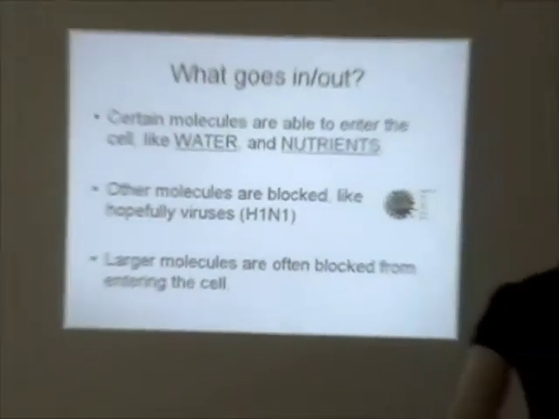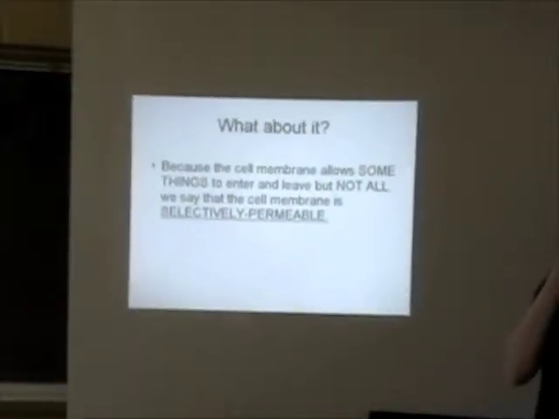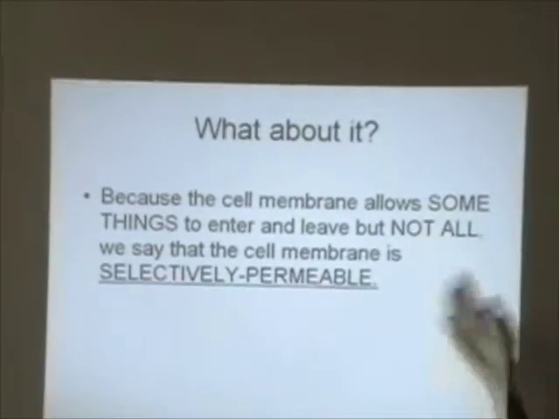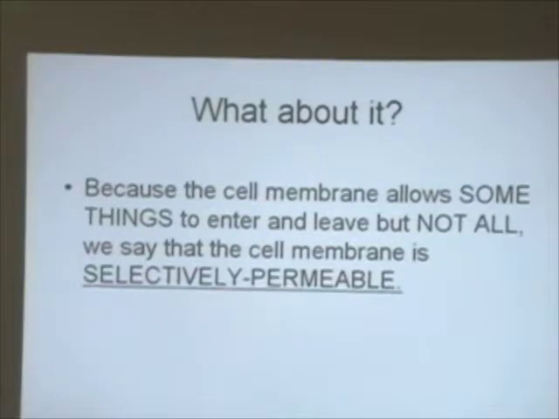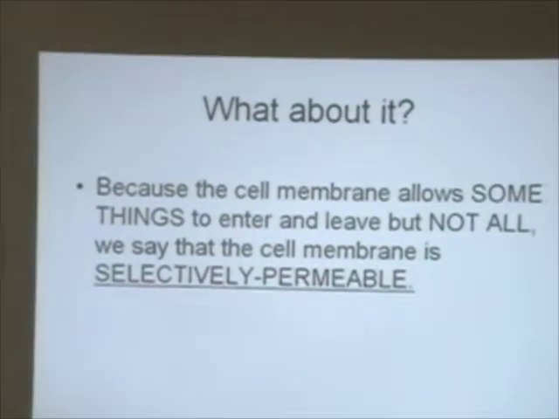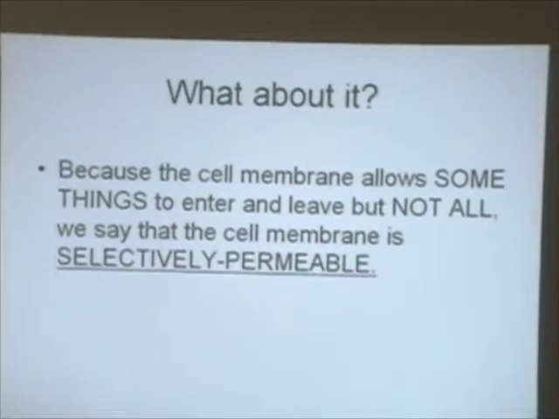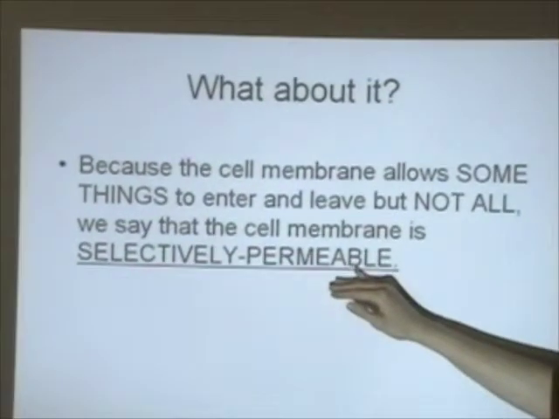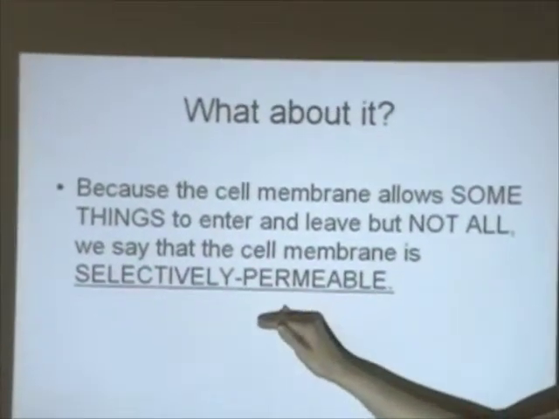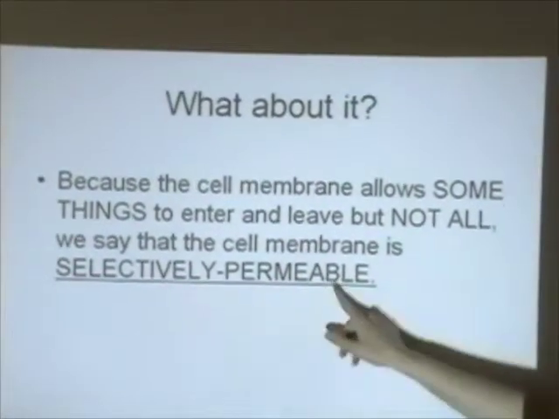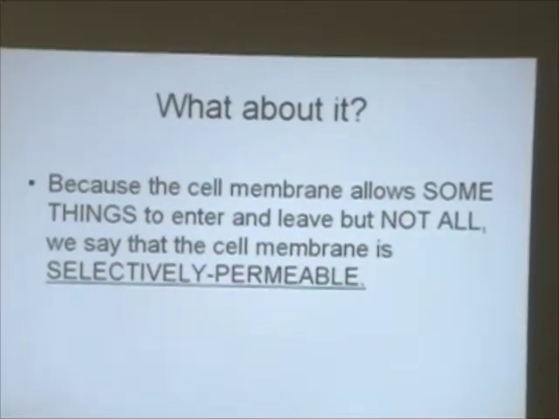Now we're on the last bullet underneath those pictures. So why does this matter? Well, because the cell membrane allows some things to enter and leave, but not all, we call the cell membrane selectively permeable. So write this term into that last bullet above diffusion and osmosis, selectively permeable. Permeable is just a word that says whether or not it can get in and out.